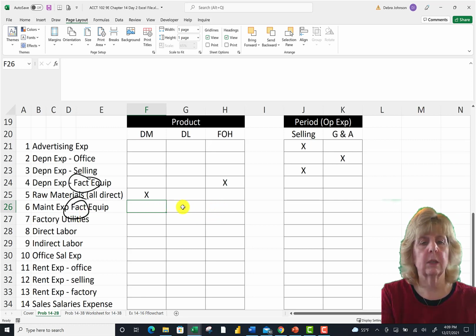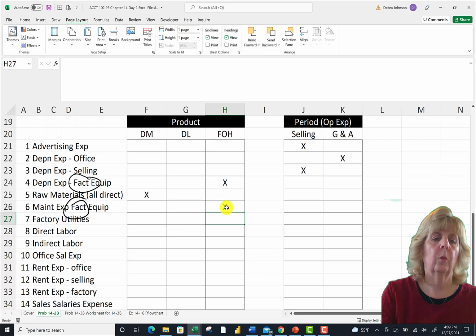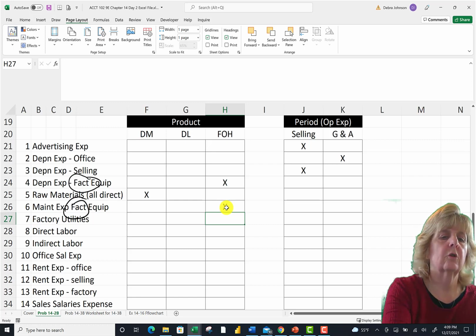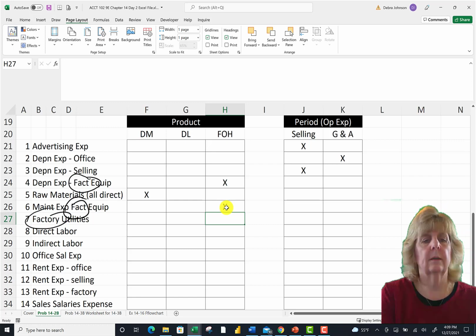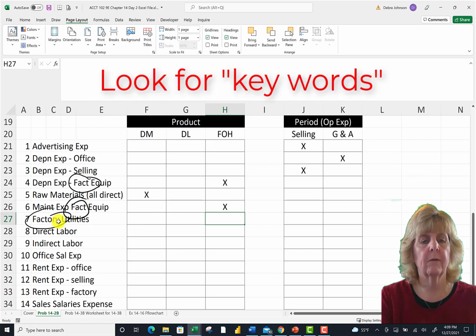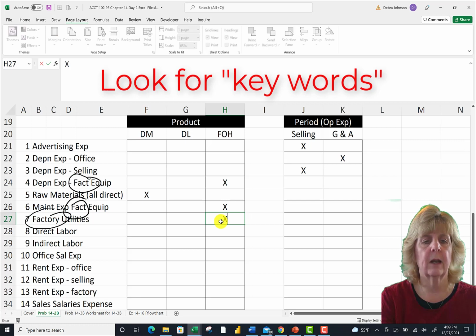So it's not materials and it's not labor. By default, then, it is factory overhead. Once again, factory utilities. We know it's a product cost because it involves the manufacturing facility or the factory, but it's not materials, it's not labor. By default, then, it's factory overhead.